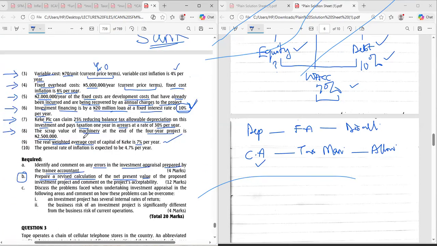Makes sense, Abby. Next, what did they say? The real weighted average cost of capital, that's just additional information. Then the general rate of inflation is expected to be 4.7%. I'm going to use that when I'm doing my Fisher, Abby. Okay, that makes sense. After going through my additional information, everything is settled.